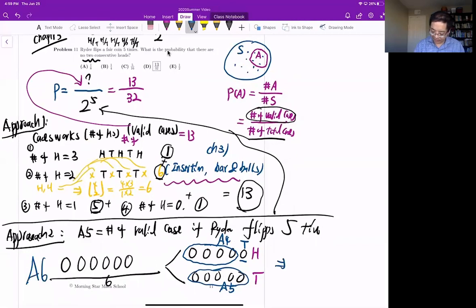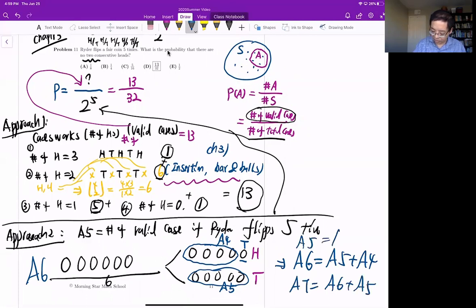So then I get a recursive relation: A6 equals A5 plus A4. And this is like a Fibonacci sequence. Similarly, you have A7 equals A6 plus A5, and you can also get A5 equals A4 plus A3, and so on.